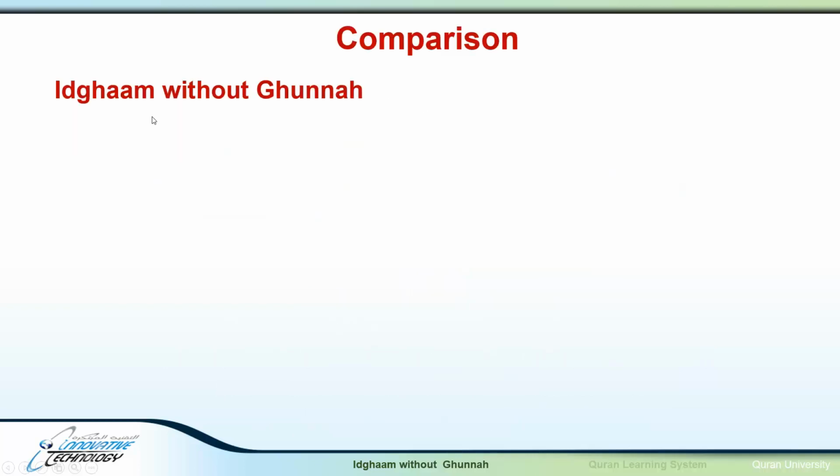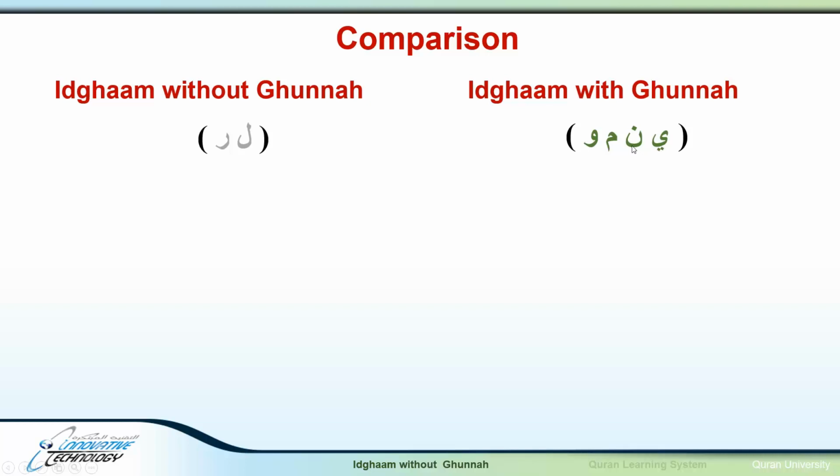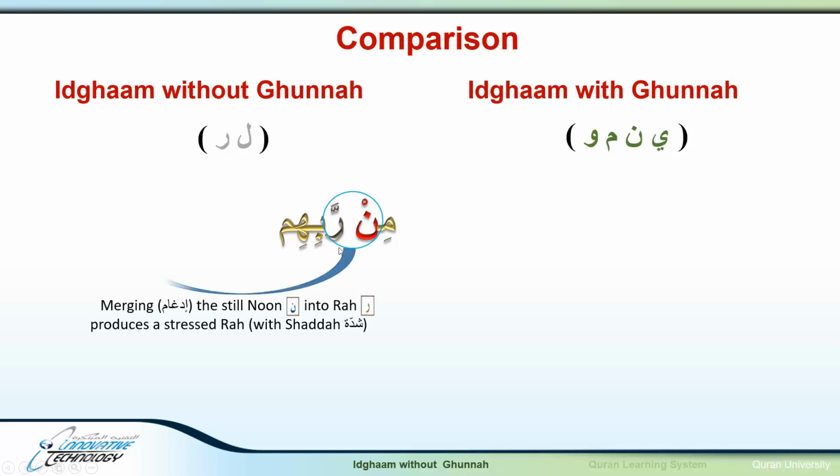So let's compare the two, the idgham without Ghunnah and the idgham with Ghunnah. For the idgham without Ghunnah, there are two letters, the lam and ra, while the idgham with Ghunnah has four letters gathered in the word yanmu, ya, noon, mim, waw. Now, an example for idgham without Ghunnah, min rabbihim, Noon Sakinah, followed by a ra, one of those two letters. We merge the two together to become mir rabbihim, ra with shadda. We merge the still noon into the ra, producing a stressed ra, mir rabbihim.